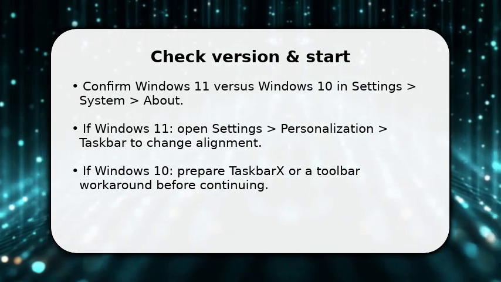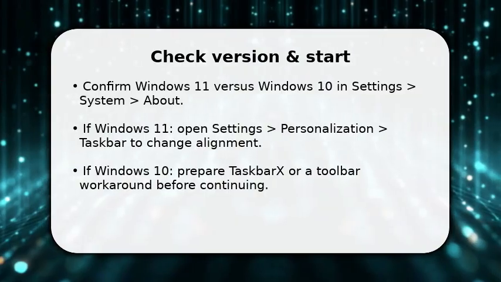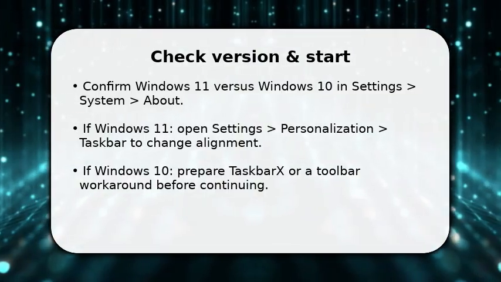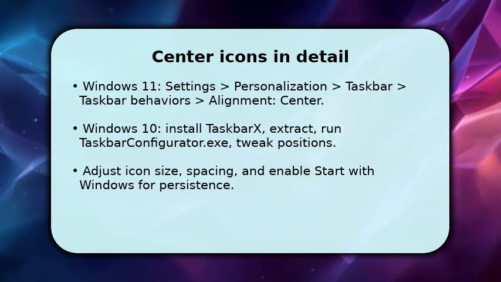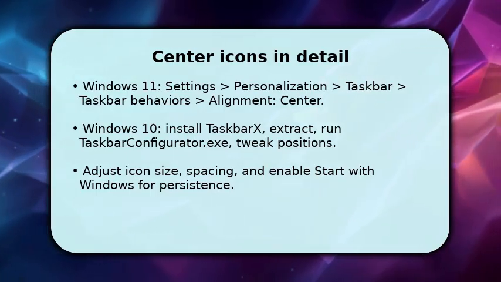For Windows 11, open Settings, go to Personalization then Taskbar, expand taskbar behaviors and set taskbar alignment to center. That centers pinned apps and system icons automatically.